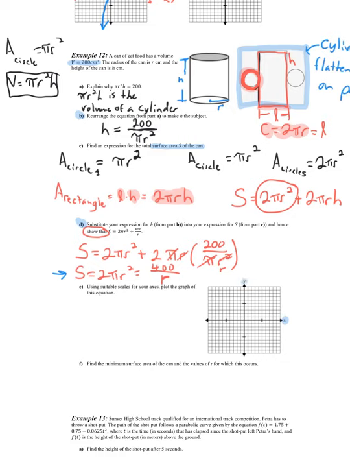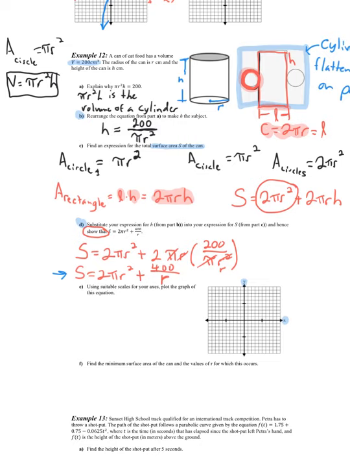Wait, isn't it plus 400 over R? Sorry, what'd you say? Isn't it plus 400 over R, not equal? Yes, thank you. For part D, isn't it plus 400 over R? It is plus 400 over R. Yes, thank you.